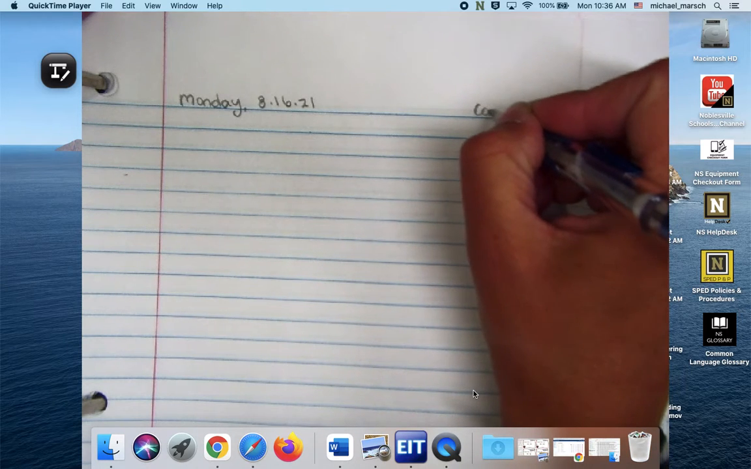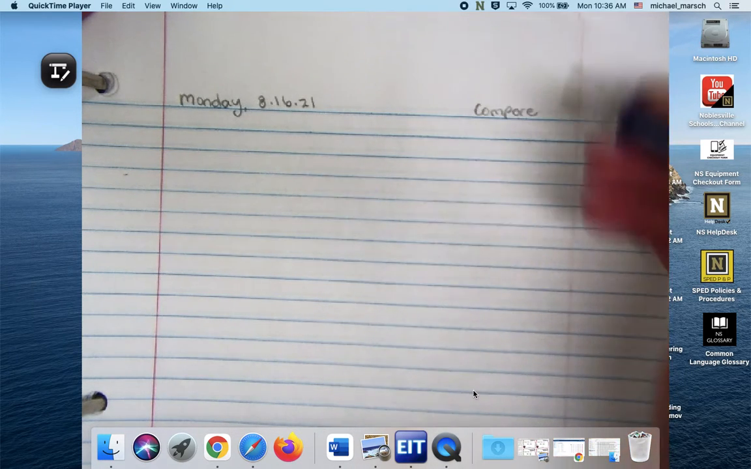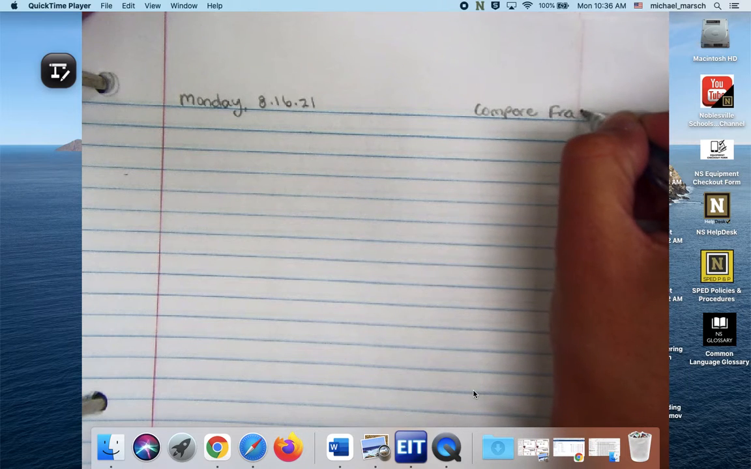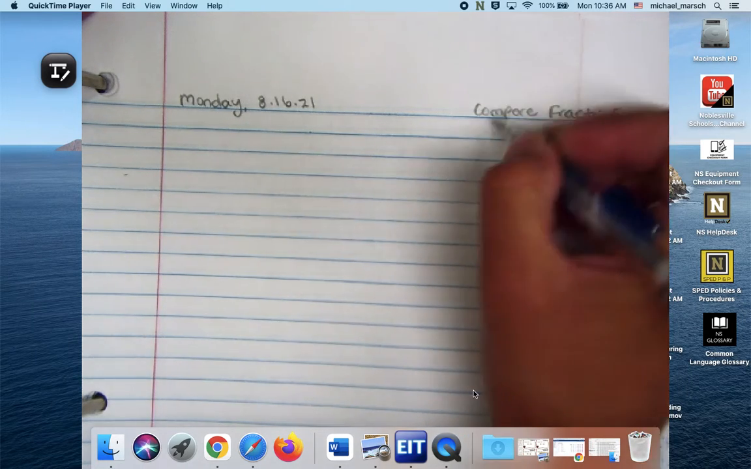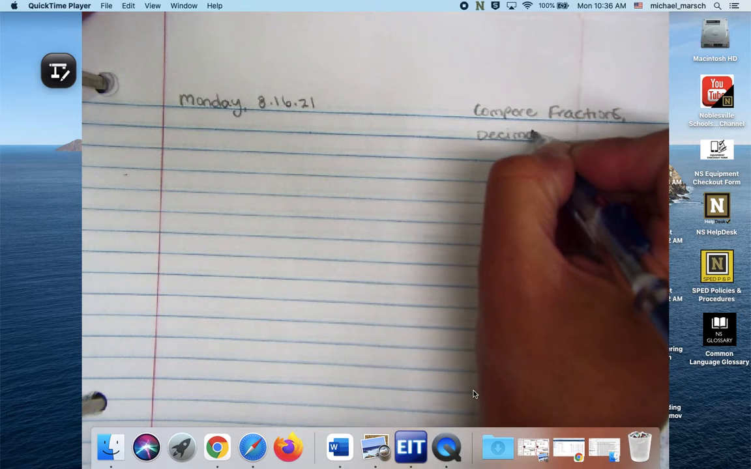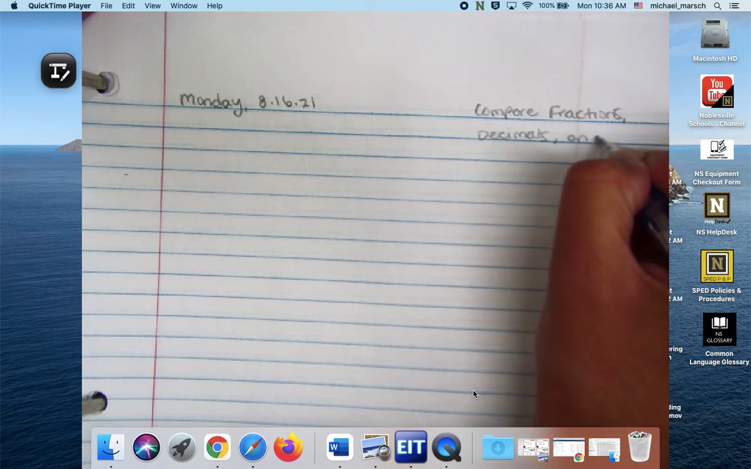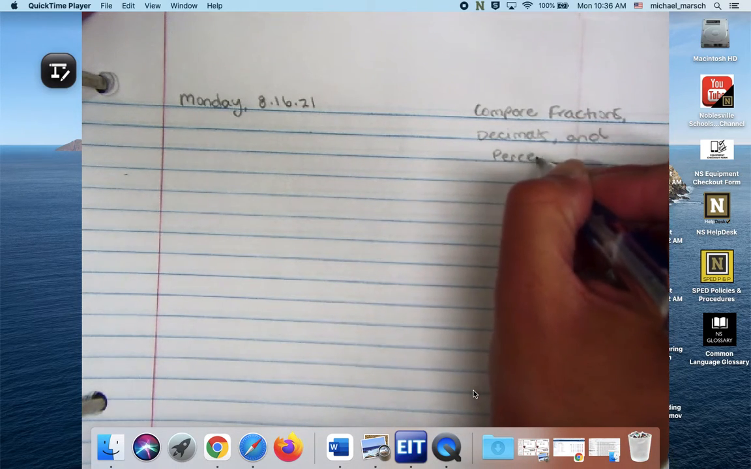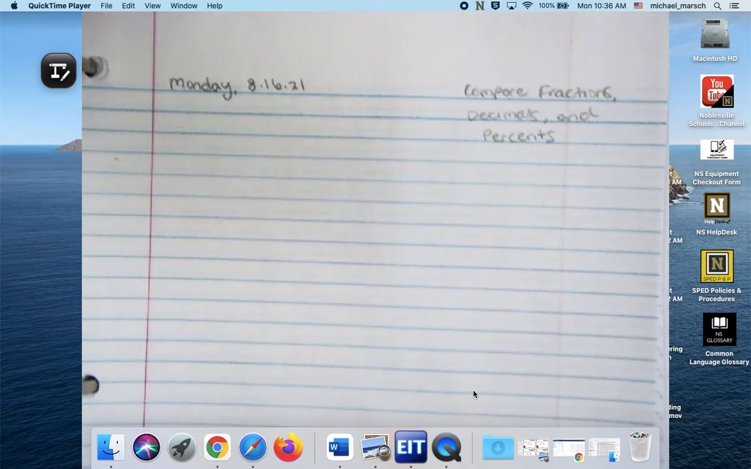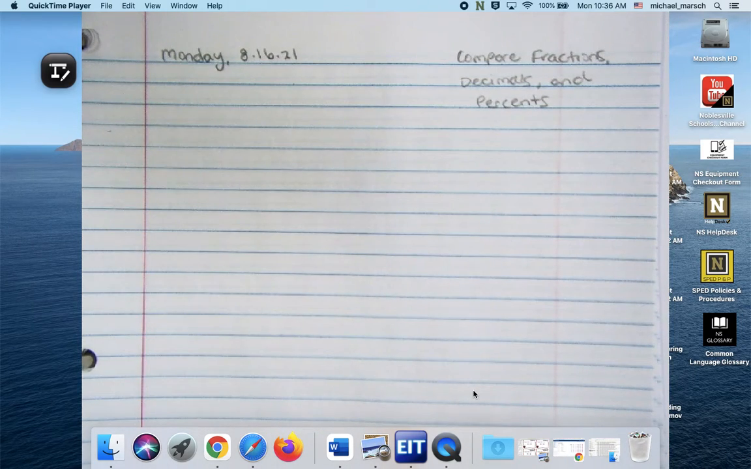Going to compare fractions, decimals, and percents. So now that we know how to convert them, because we did that on Friday, we went forward, backward, decimals, fractions, percents, we can now compare them. Perfect. And the activity you're going to be doing today is just that, comparing the different values.